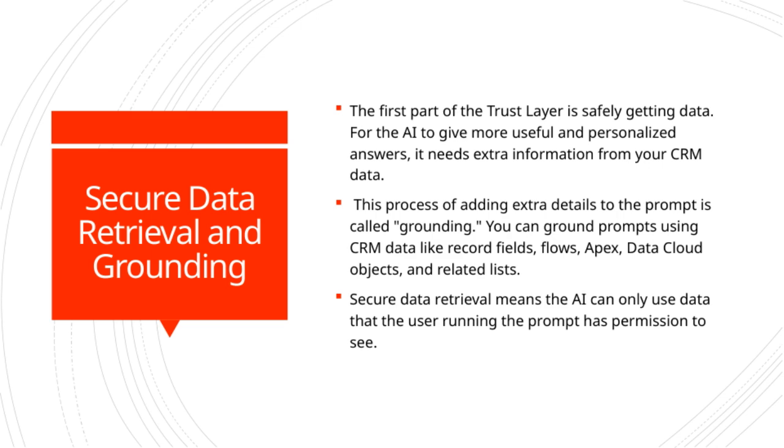Now, a key point here is security. Secure data retrieval ensures that the AI can only access the data that the user running the prompt has permission to see. This means that data privacy and access controls are built into the process, so there's no risk of exposing sensitive information. In summary, grounding allows the AI to be more precise and helpful by leveraging your CRM data securely, respecting permissions at every step. This is a crucial part of building trust in the AI's responses and ensuring data security throughout the process.